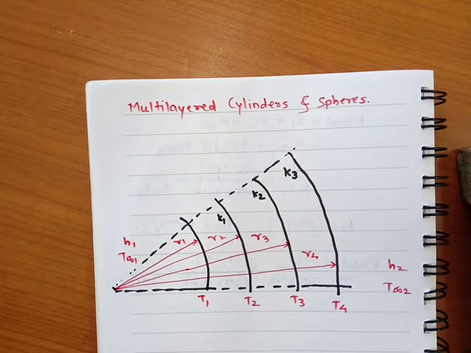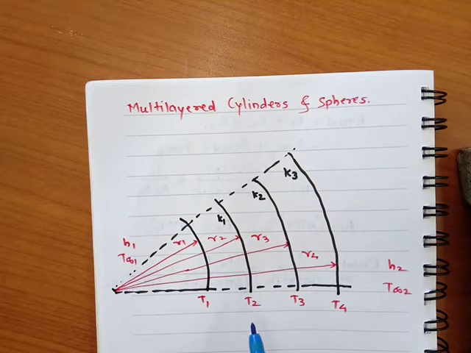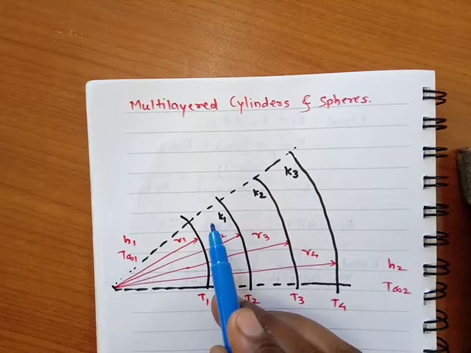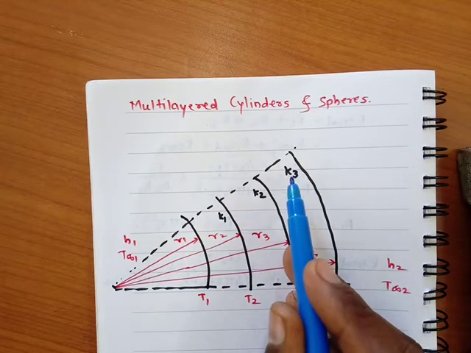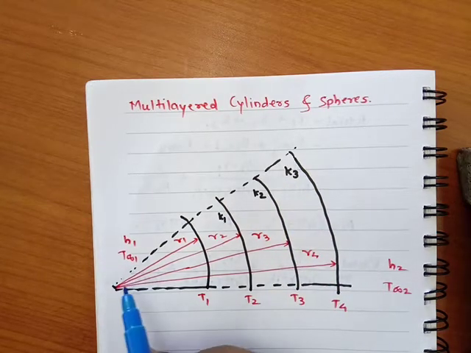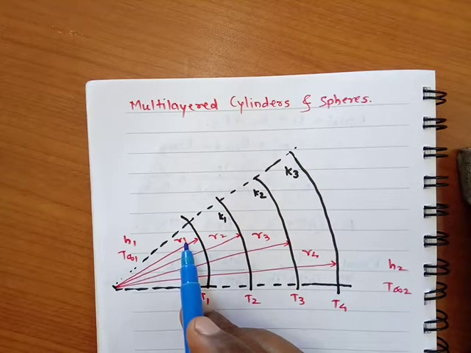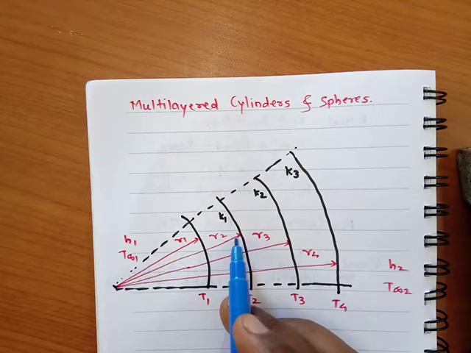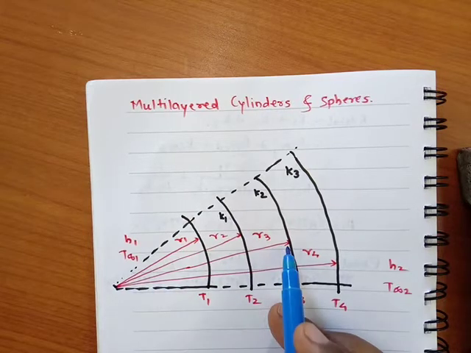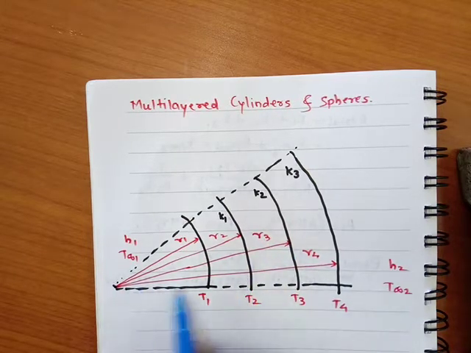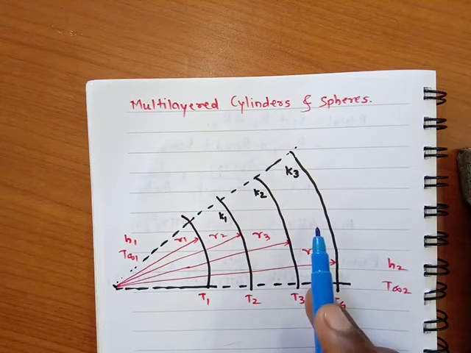Now we'll see multi-layer cylinders and spheres. In this figure we have considered a cylinder which has 3 layers of material. The first material has thermal conductivity K1, the second material has thermal conductivity K2, and the third material has thermal conductivity K3. The inner radius is R1, R2 is the outer radius of the first material, R3 is the outer radius of the second material, and R4 is the outer radius of the third material.